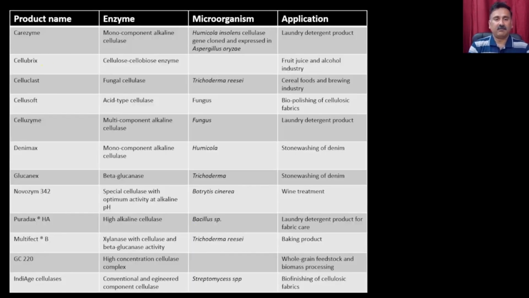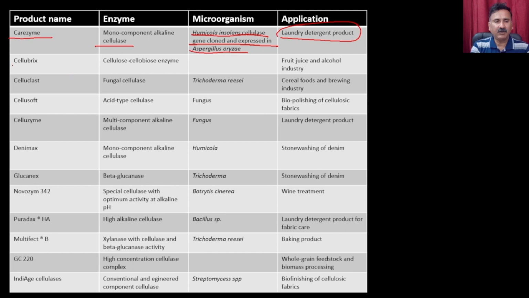These are the different types of products being developed. You can have the carry enzymes. These are the monocomponent alkaline cellulases. They are produced by the Humicola insolens cellulase gene cloned and expressed in Aspergillus oryzae, and they are being used for laundry detergent products.